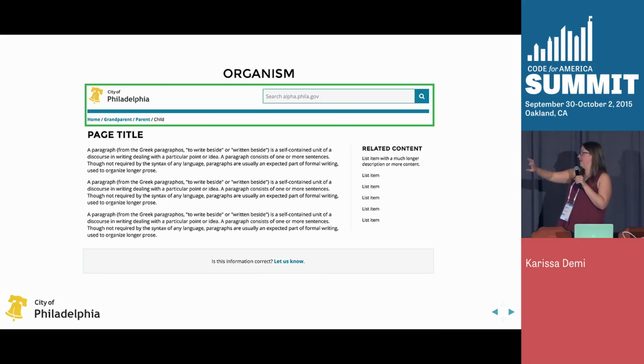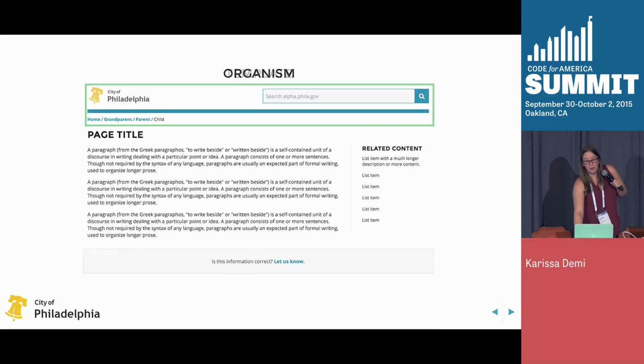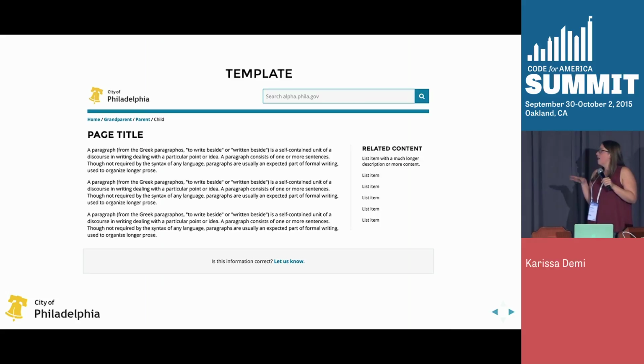So an organism is the header. So this is the logo and the search bar in conjunction with our breadcrumbs. So this really means, how do these things work together? And that's what the pattern portfolio really gives you, is the ability to see these things individually, and then how they work together to actually create your website.